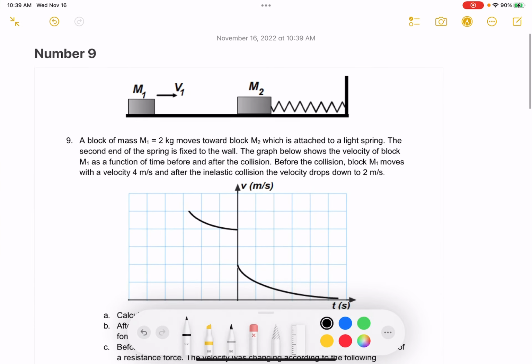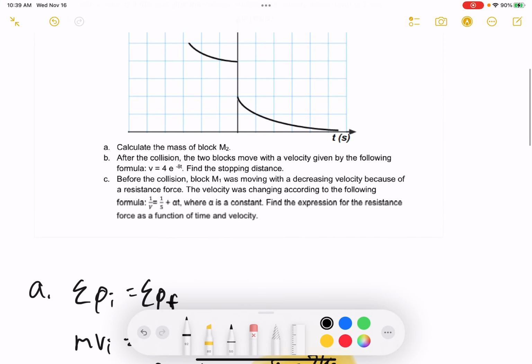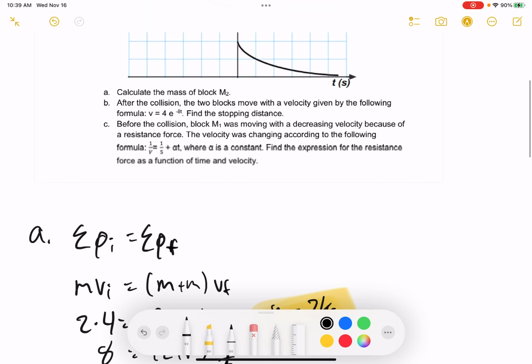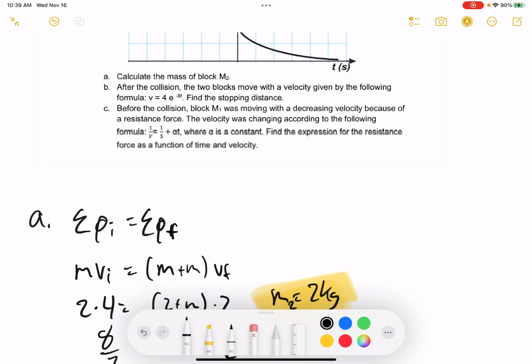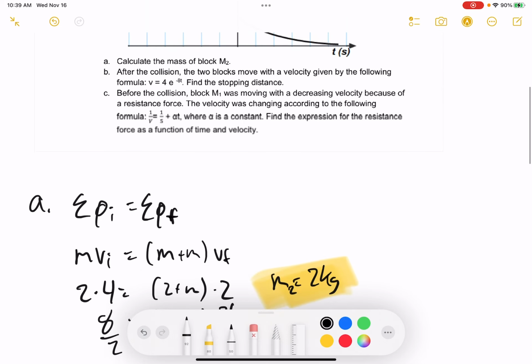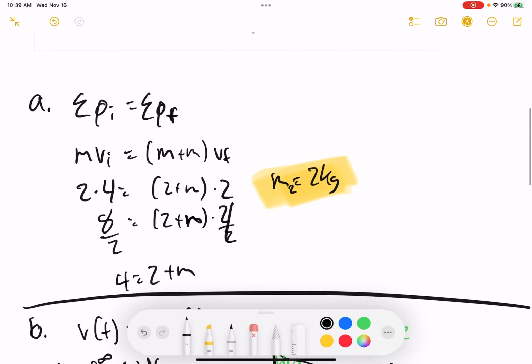Hello, let's look at part C on number 9. It says, before the collision, block M1 was moving with a decreasing velocity because of a resistive force. The velocity was changing according to the following formula: 1 over v equals 1/5 plus alpha t, where alpha is a constant. Find the expression for the resistive force as a function of time and velocity.